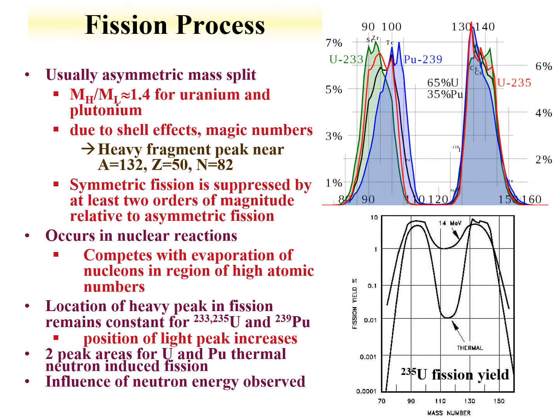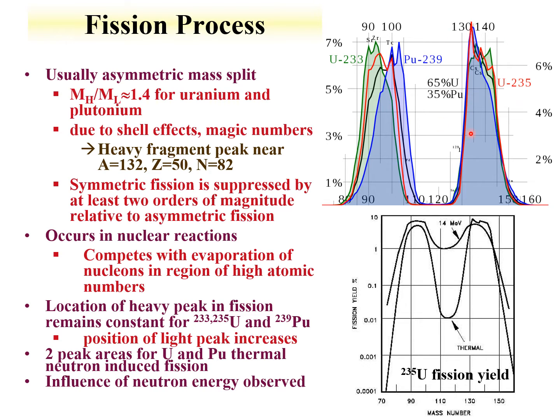In the fission process, the fission products of the isotopes that we're most familiar with, uranium and plutonium, undergo an asymmetric mass distribution. And that asymmetric mass distribution is shown here. This is for uranium-233, uranium-235 in red, and then plutonium-239 in blue.